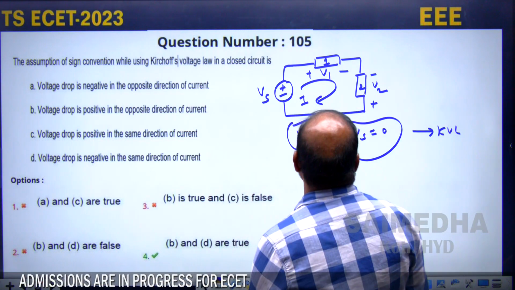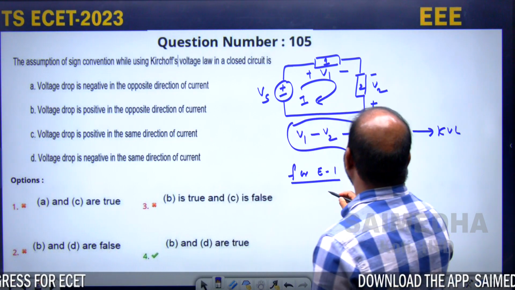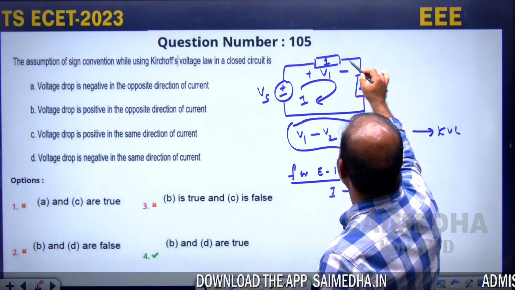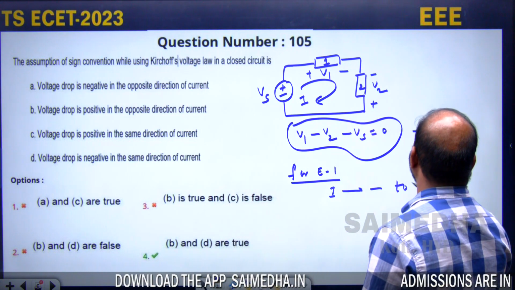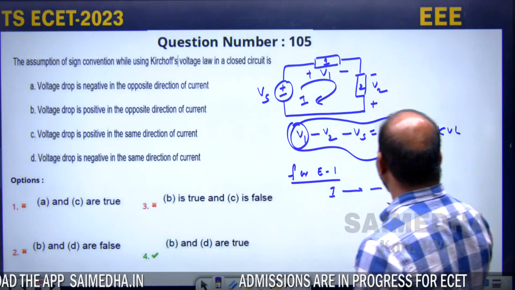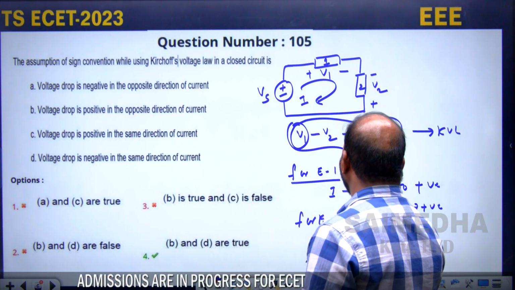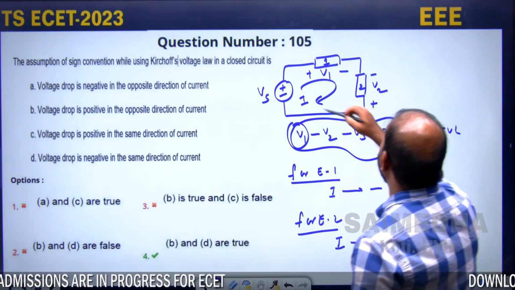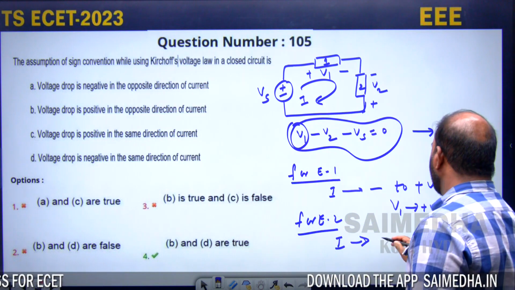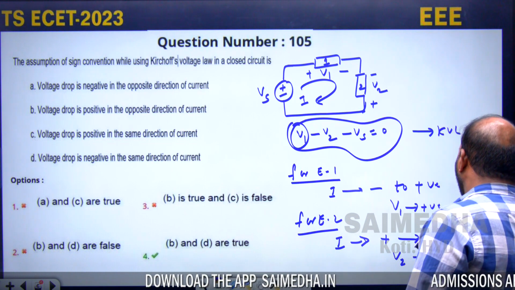But if you see the sign convention here, for element 1, what happened? Current is flowing from negative to positive, right? Then we have taken its voltage drop as positive, so V1 is positive. Then for element 2, the current is entering positive and leaving negative, so current is flowing from positive to negative, but we have taken its voltage as V2 negative here.